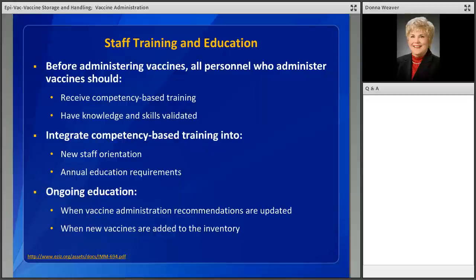injuries. All personnel, and that includes temporary staff who will administer vaccines, should receive comprehensive, competency-based training on vaccine administration during their orientation, at annual updates, and when there are new recommendations or new vaccines added to your facility's inventory. Knowledge and skills should be assessed before someone is allowed to administer vaccines to patients. Now, if you need an immunization skills checklist, we've included a link to one on the Immunization Action Coalition website that was developed by the California Immunization Program.